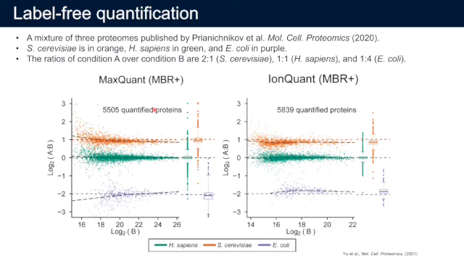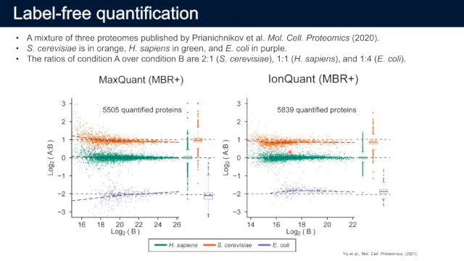Again, MaxQuant is used as a benchmark. And as we can see from this figure, IonQuant found more proteins with much fewer outliers than MaxQuant. So basically, those 3 experiments demonstrated that we have better performance than MaxQuant, which is a widely used tool in the community.